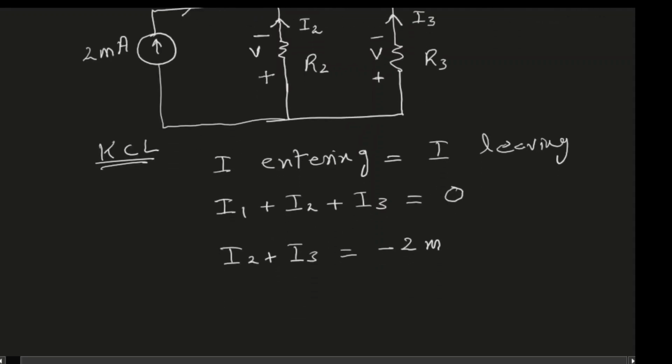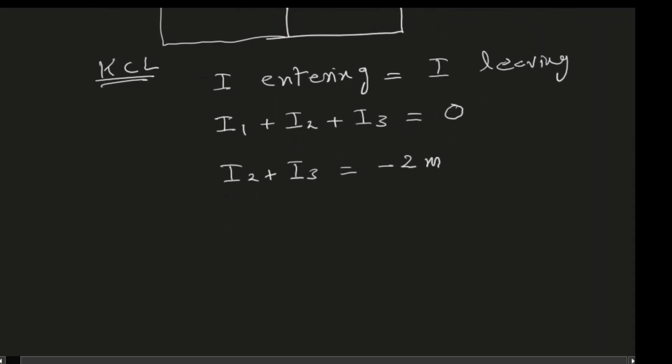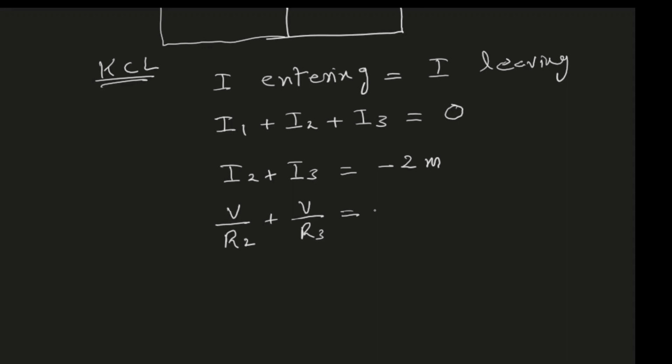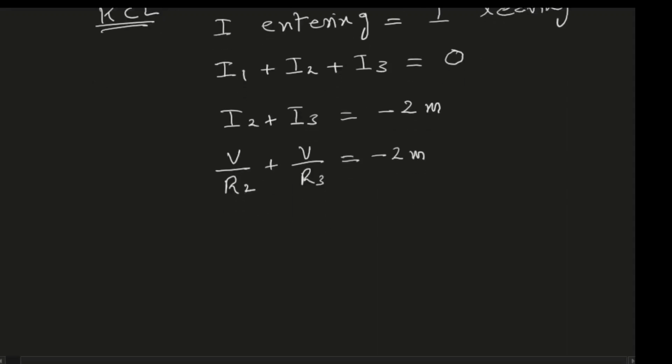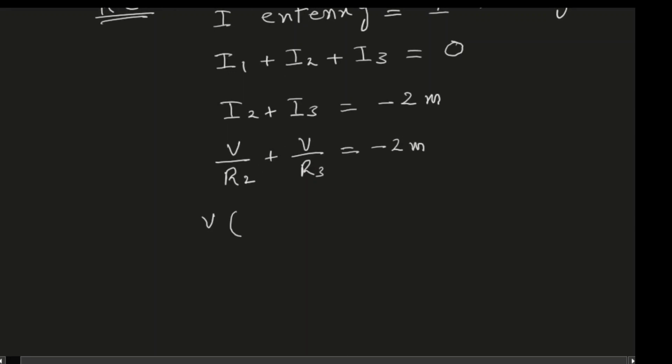So if I have this voltage across R2, then according to Ohm's law, I2 is equal to V divided by R2, plus I3 is equal to V divided by R3, and this is equal to minus 2 milliamperes. Again, we will do the same process. 1 over R2 plus 1 over R3 equals negative 2 milliamperes.